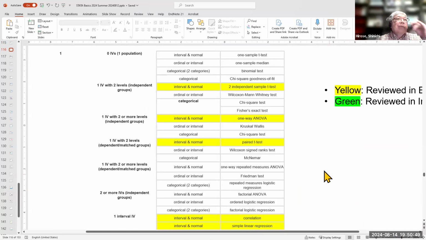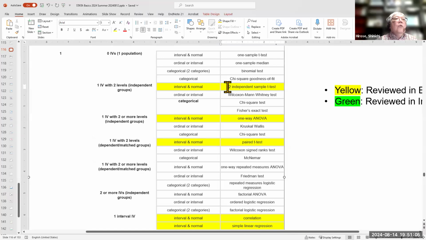Today, we talked about one independent variable with two levels, independent groups, interval or nominal measure. Then we conducted the two-group t-test together with the F-test as a preparation. And for two or more levels of groups, we conducted one-way ANOVA. We already did it. And paired test, we didn't do that, but we understood what they are.